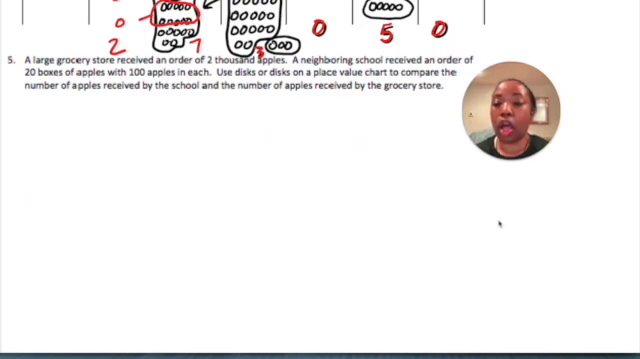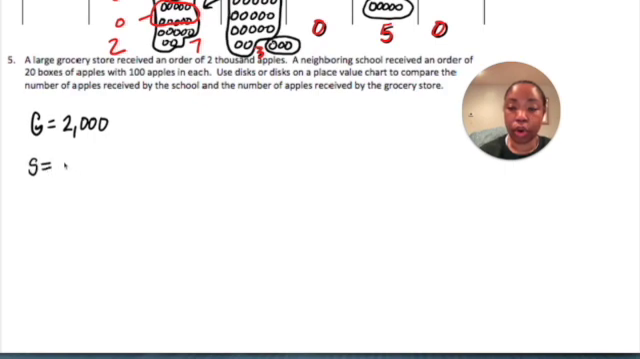All right, for number 5, a large grocery store received an order of 2,000 apples. A neighboring school received an order of 20 boxes of apples with 100 apples in each. Use this or this on a place value chart to compare the number of apples received by the school and the number of apples received by the grocery store. So they tell us the grocery store received an order of 2,000 apples. The school received an order of 20 boxes of 100. I know that of tells me to multiply, so I'm doing 20 100 times to get the school.